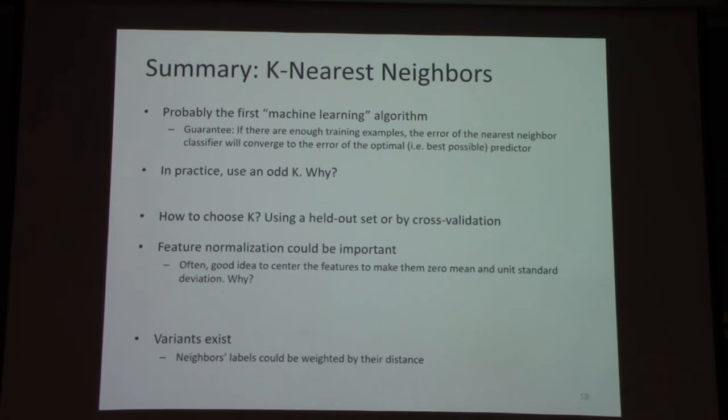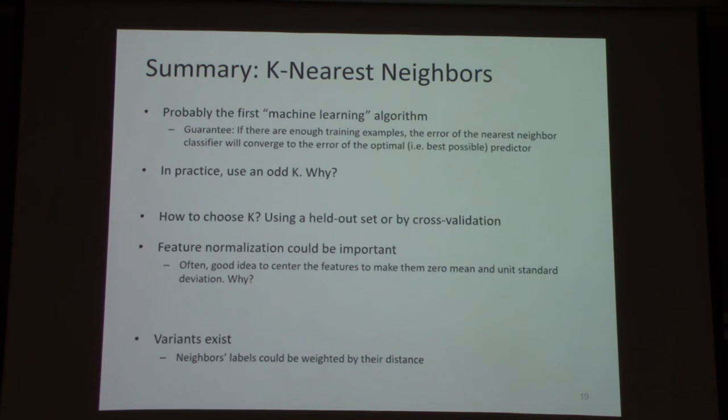If not, I'm going to skip this summary because the one thing that I do want to mention is this is probably the first machine learning algorithm that was invented, partly because it doesn't really take too much effort to invent it. It comes with an interesting guarantee though. If there are enough training examples, meaning as the number of training examples goes to infinity, the error of the nearest neighbors classifier will converge to the error of the optimal, that is the Bayes optimal classifier.